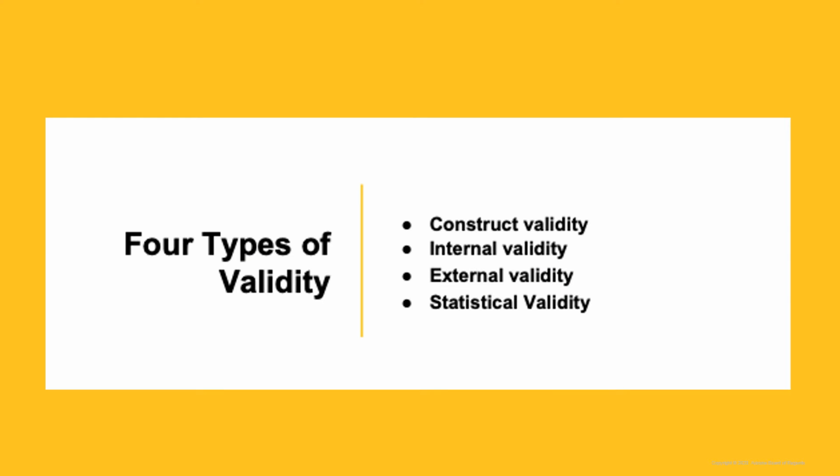Generally speaking, we're concerned with 4 types of validity for the purposes of this class. The first one is construct validity, which is the extent to which we are actually measuring something we are trying to measure. One example of construct validity that has been extraordinarily difficult to measure has been autism.